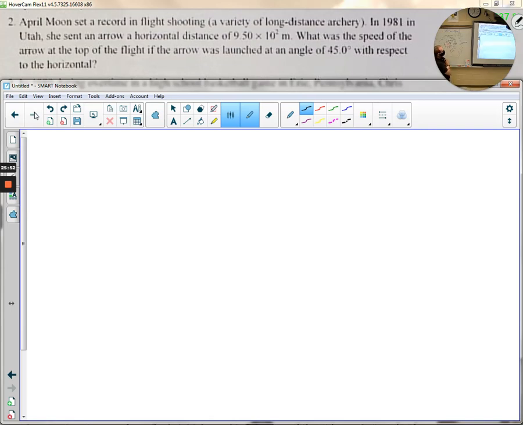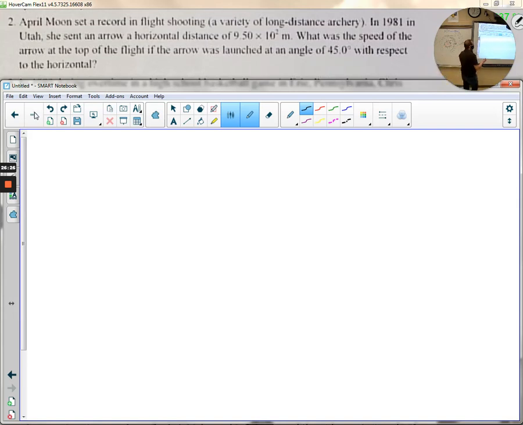Set a record in flight shooting, a variety of long-distance archery, in 1981 in Utah. She sent an arrow a horizontal distance of 9.5 times 10 squared meters. I don't see why they don't just say 950 meters, but maybe it was a significant figure thing. I don't care. What was the speed of the arrow at the top of the flight if the arrow was launched at an angle of 45 degrees with respect to the horizontal? Actually, we might skip this one for right now because this one also looks like it might be evil. But maybe not.